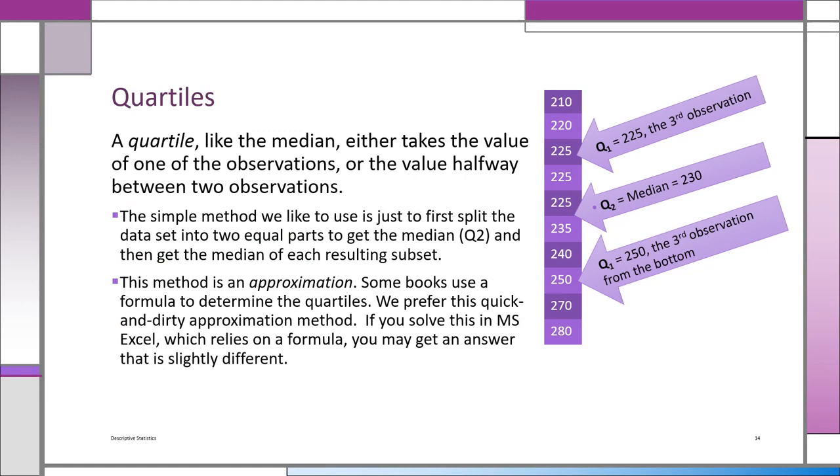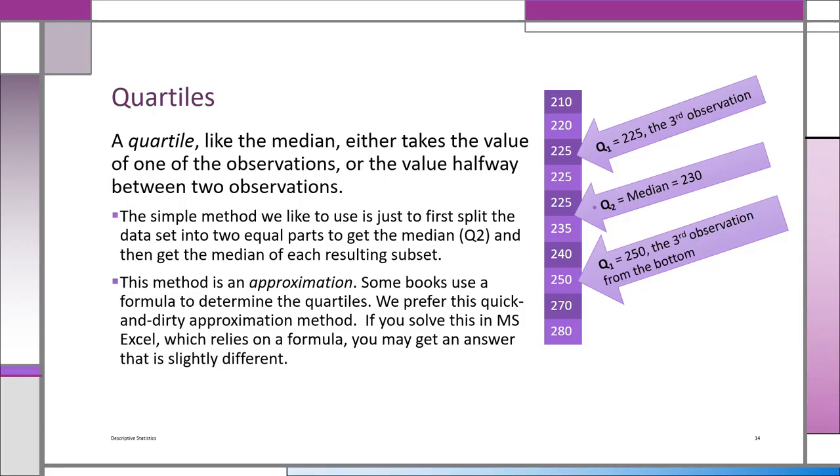Okay, we're going to look at a data set and see how we can get a quick and dirty approximation for Q1 and Q3. Look at this data set, 210, 220, all the way up to 270, 280, okay? You've got 10 numbers there. And if I ask you to get the median, which by the way is Q2, you know that if n is even, it's the average of the 2 middle values.